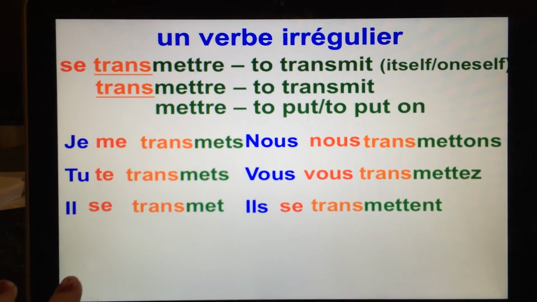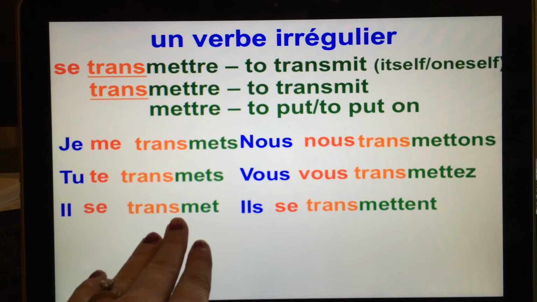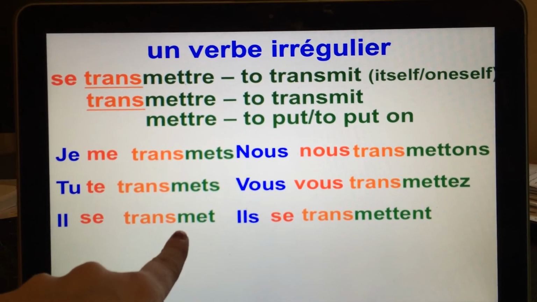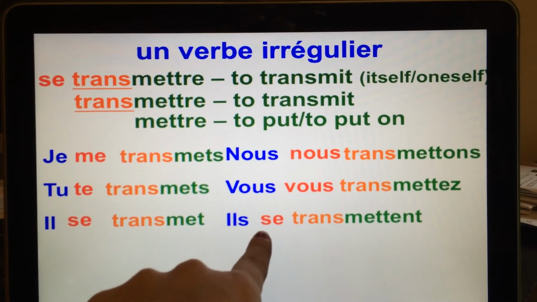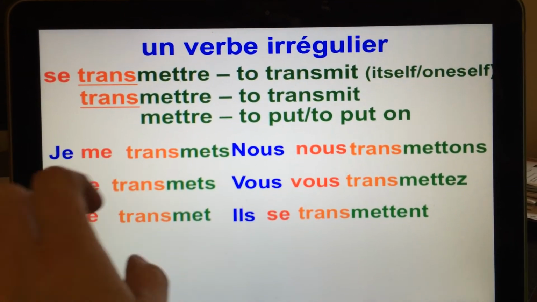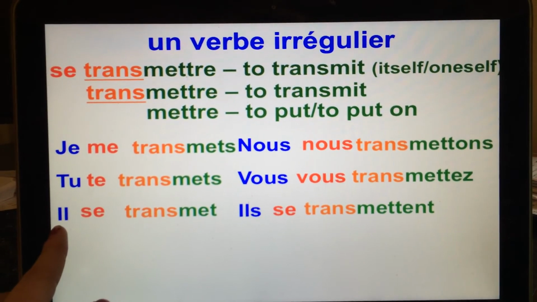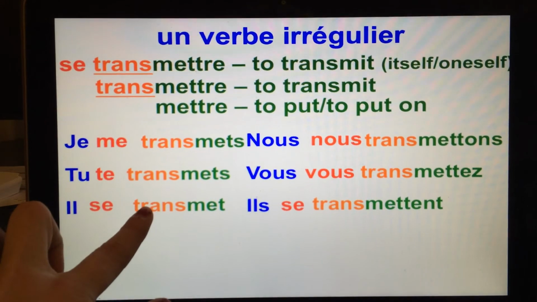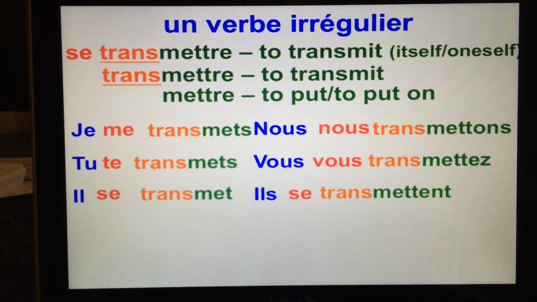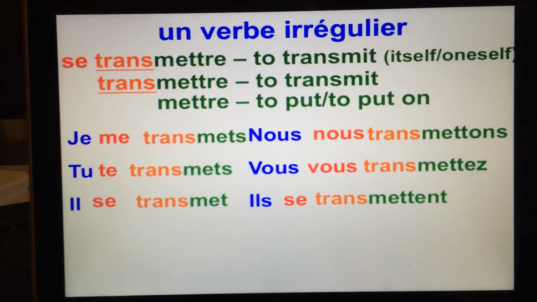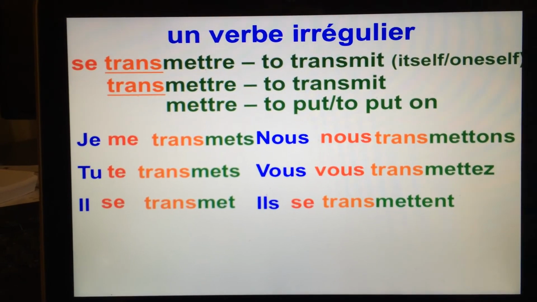And normally with this verb se transmettre, I transmit myself, that's a little bizarre. Normally, especially when we're talking about health, we'll be using this form, il se transmet, or maybe ils se transmettent, the most often, right? Like if we're talking about a virus and we're saying le virus se transmet, the virus transmits itself, right? That would be the most common use of se transmettre, okay?